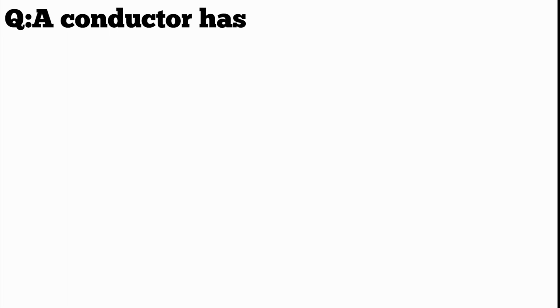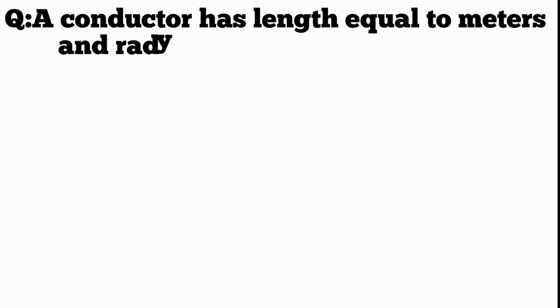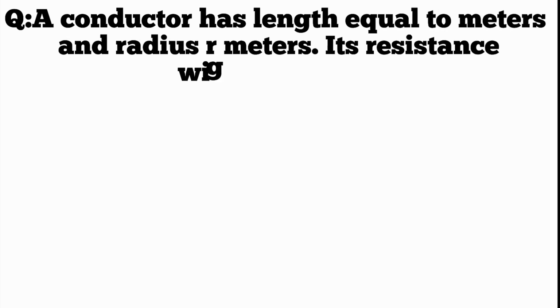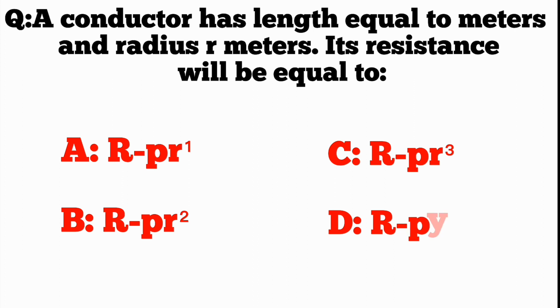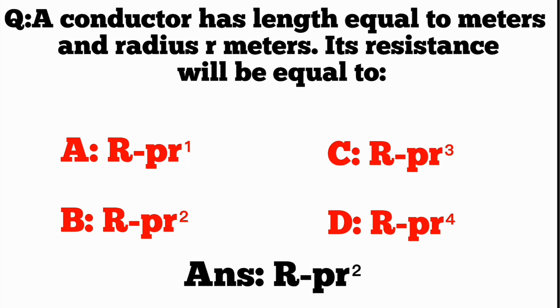Q. A conductor has length equal to L meters and radius r meters. Its resistance will be equal to A. ρL/πr², B. ρπr²/L, C. ρLπr², D. ρr²/L. Ans. ρL/πr².